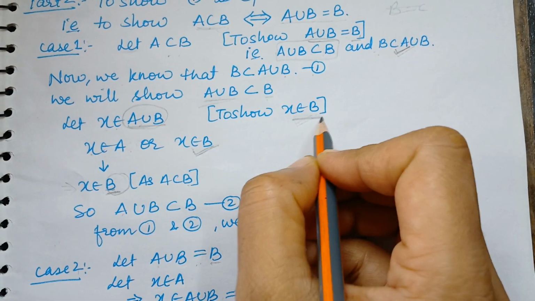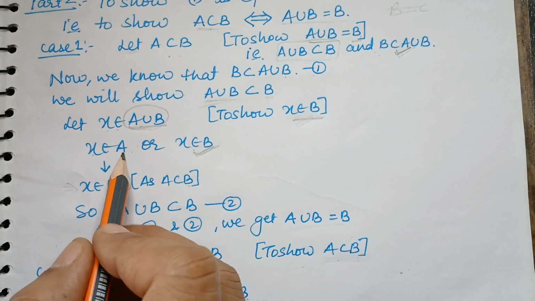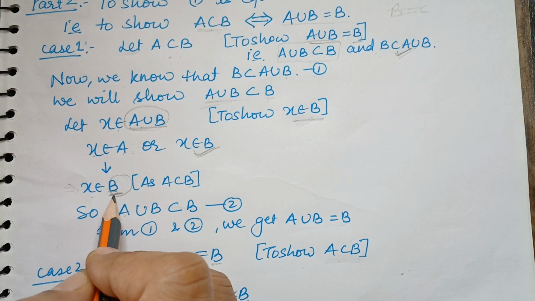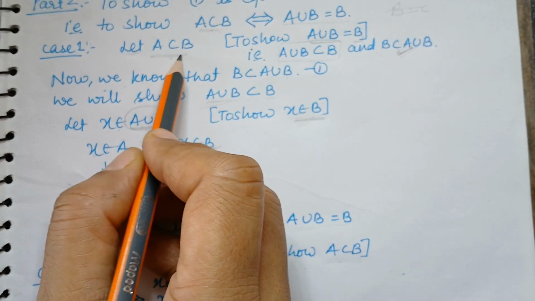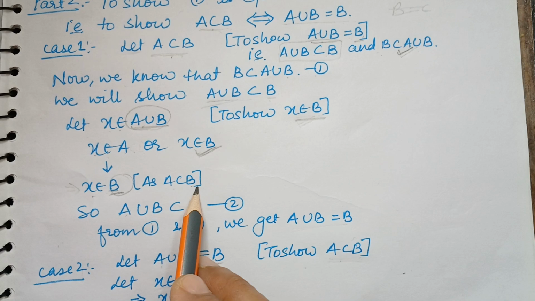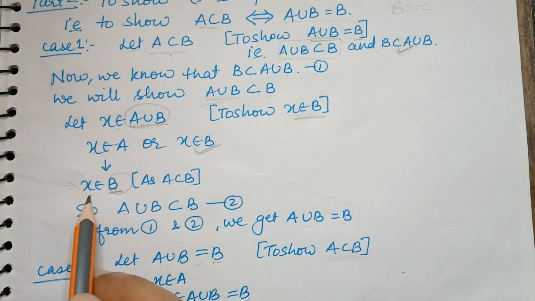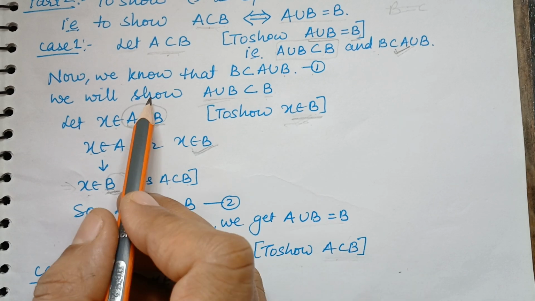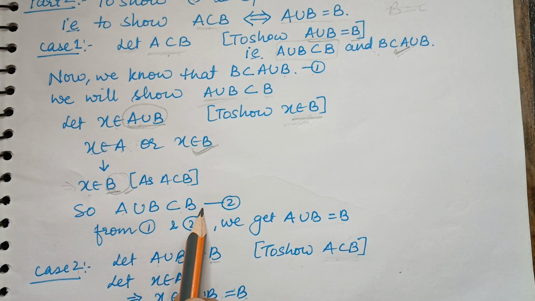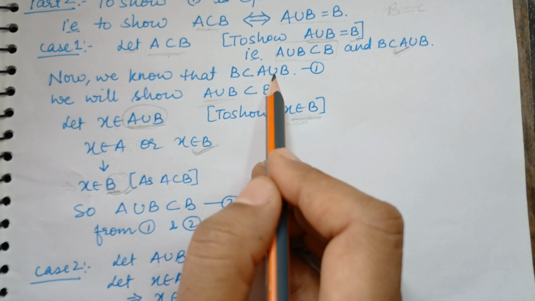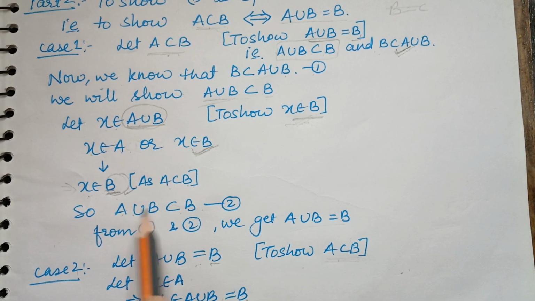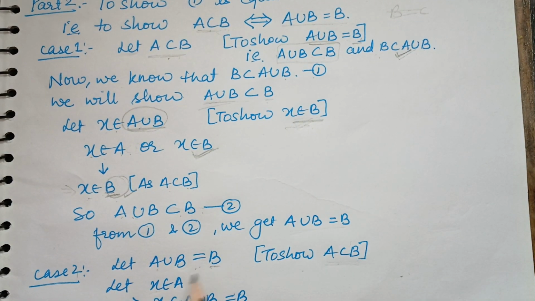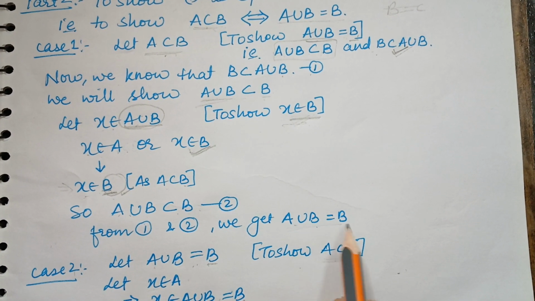So in this case, it is done. X belongs to B. Now if x belongs to A, it will definitely belong to B as well, because we have considered A contained in B. So if A is contained in B and x belongs to A, then x belongs to B as well. So in both cases, x belongs to B. So it means A union B is contained in B. So by 1 and 2, left hand side is contained in right hand side and right hand side is contained in left hand side. So both the sets are equal. So we get A union B is equal to B.